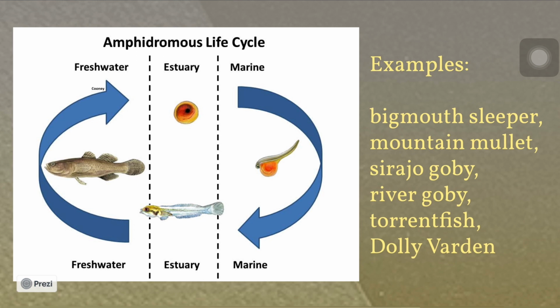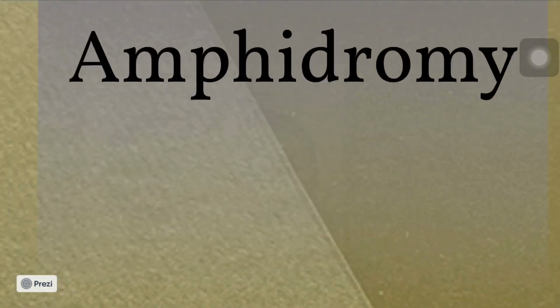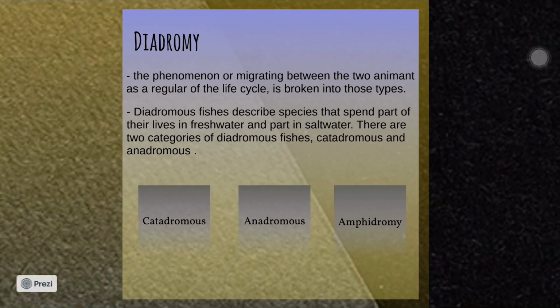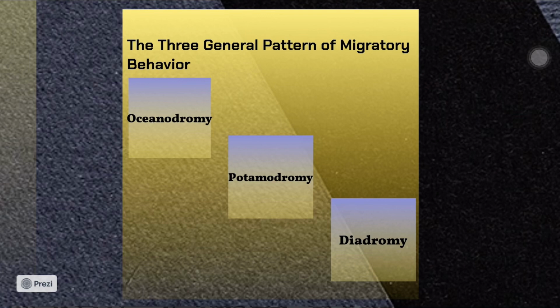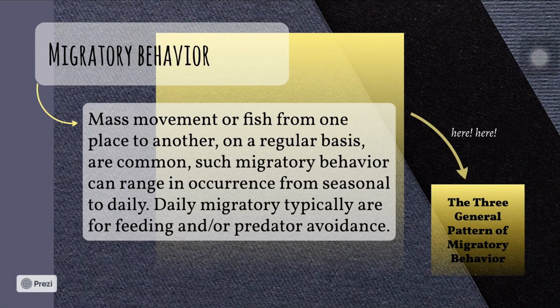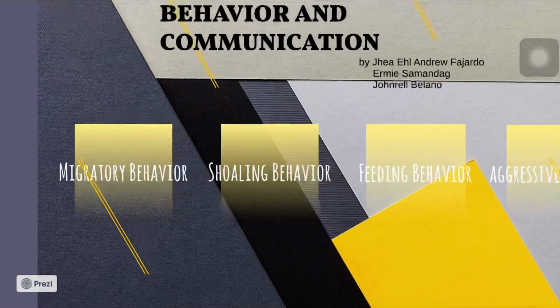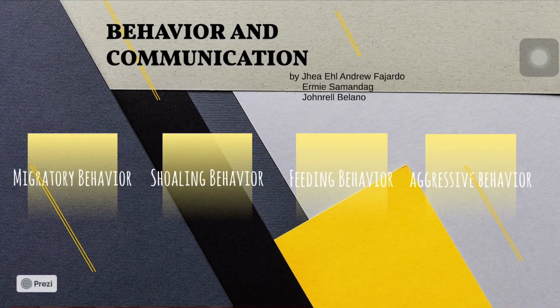So they grow in the estuary, they become big adults in freshwater, then go back to the estuary to lay eggs. So that is the amphidromous life cycle. So that's all about migratory behavior.